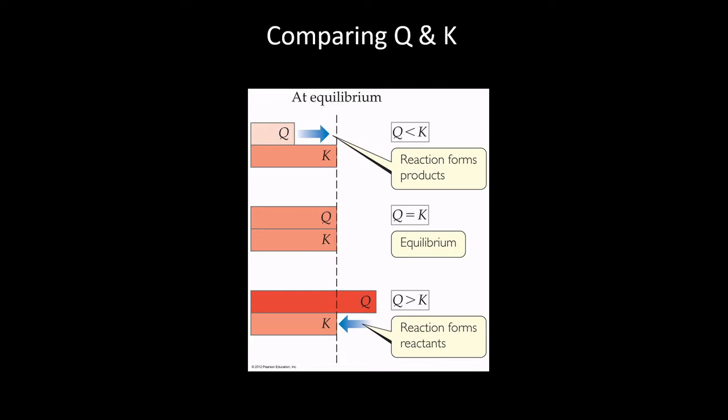If, on the other hand, you have a larger Q than K, then that means that the reaction is going to go backwards. The reverse reaction is going to happen faster than the forward reaction, so that you end up with fewer products, more reactants as you go towards equilibrium. And if the two are equal, then you are at equilibrium, and so there was no need to think of it as a reaction quotient in the first place. It was actually the equilibrium constant.